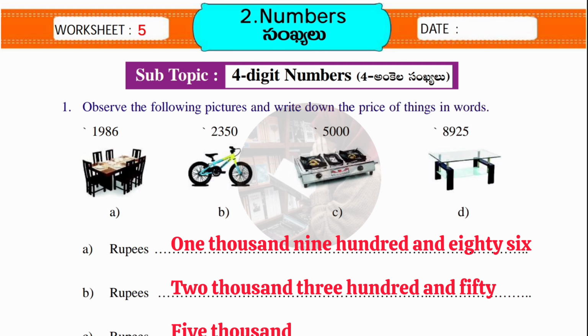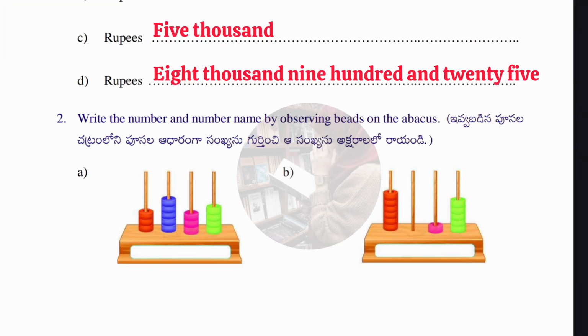Let's see, the first, the dining table cost is 1986. So write it down, 1986. Next, the bicycle amount is 2350. Next, the gas stove price is 5000. Write it down, 5000. Next we have given the TV, right? So its cost is 80,925. Got it, guys?